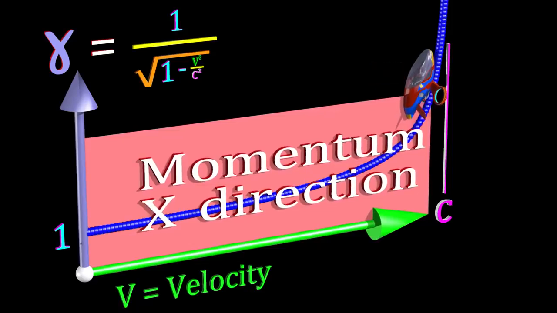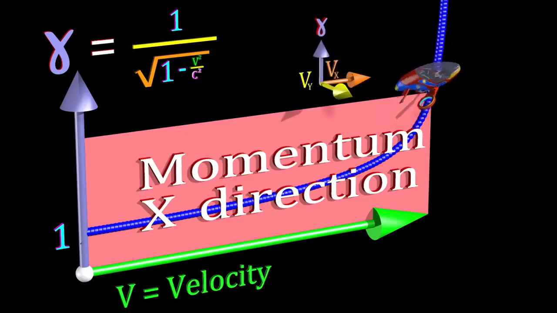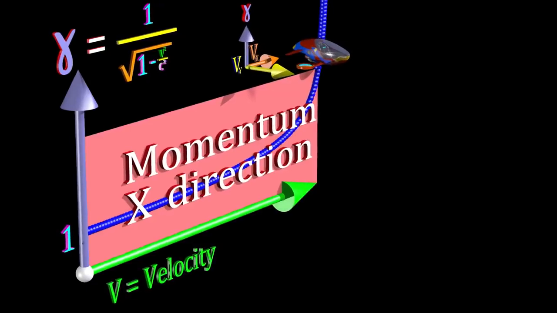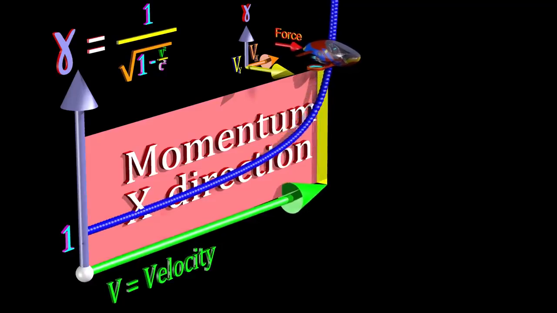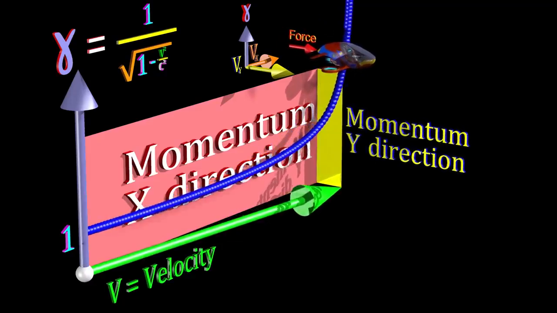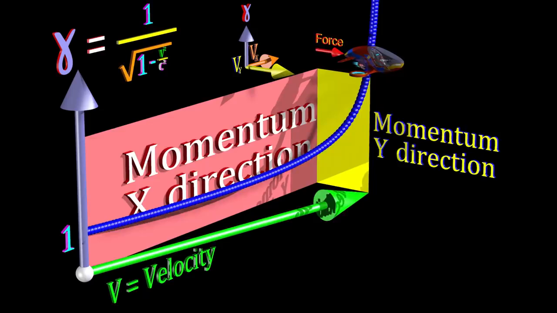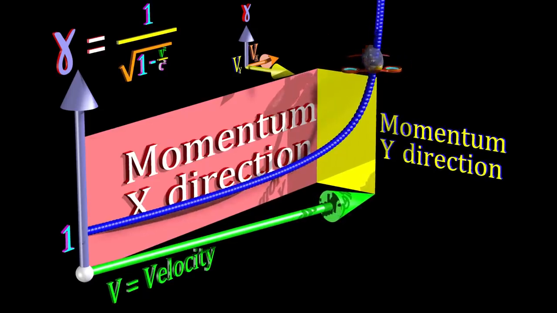So far, both the velocity and the force have been in the x direction. Let's now instead briefly apply the same force in the y direction, and consider the instant when this force is exactly perpendicular to the velocity. When the force is exactly perpendicular to the velocity, the rate of change in gamma is negligible. The momentum in the y direction is proportional to the area of this yellow rectangle.